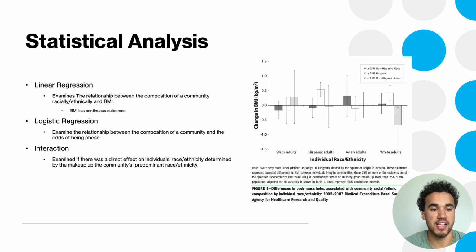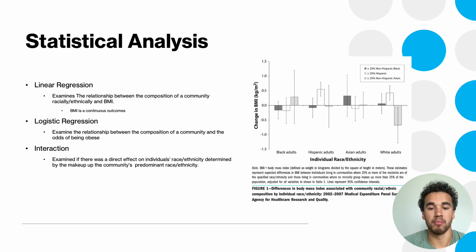And the interaction examined if there was a direct effect on individuals' race/ethnicity determined by the makeup of the community's predominant race/ethnicity. I'll briefly be going over this graph.